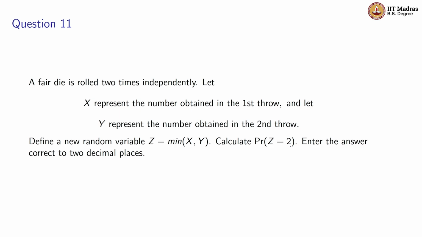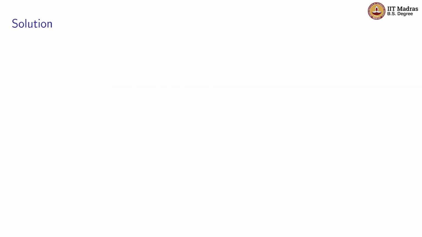Now coming on question number 11. In question number 11, a fair die is rolled 2 times independently. Let x represent the number obtained on the first throw and let y represent the number obtained on the second throw. Define a new random variable z which is equal to minimum of x and y, and here we have to calculate the probability that z is equal to 2.